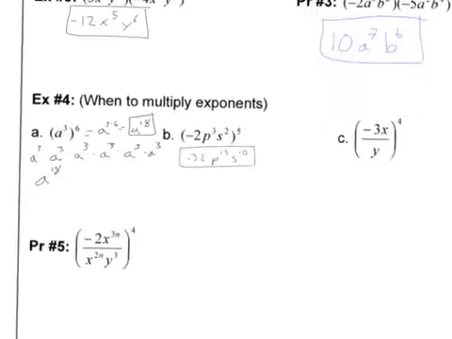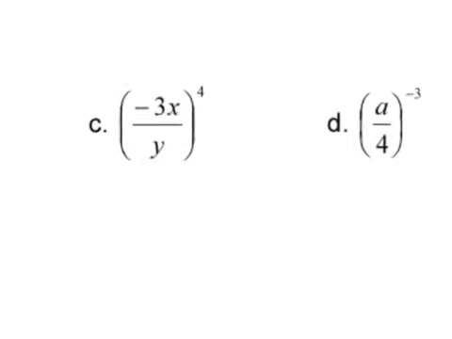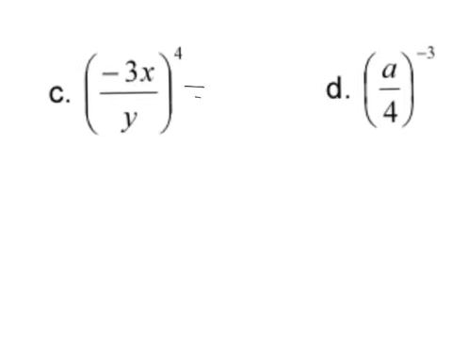Okay, why don't you guys try C on your own. Actually, let me start you off and tell you that you could do this. You can write negative 3x to the 4th over y to the 4th. You could split that exponent up on the top and the bottom, and see what you get when you simplify that out.